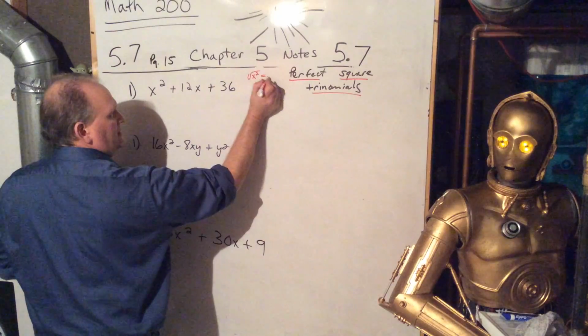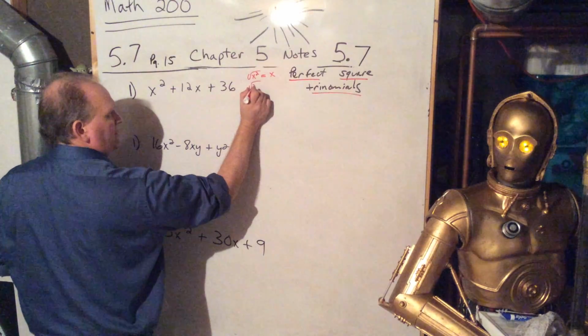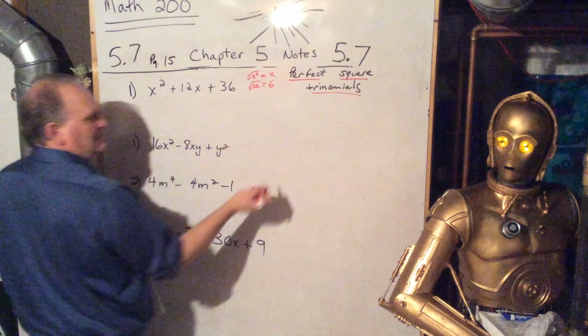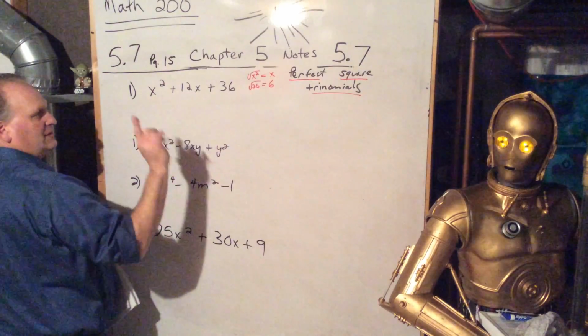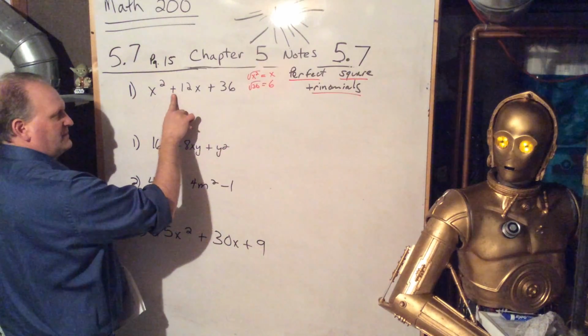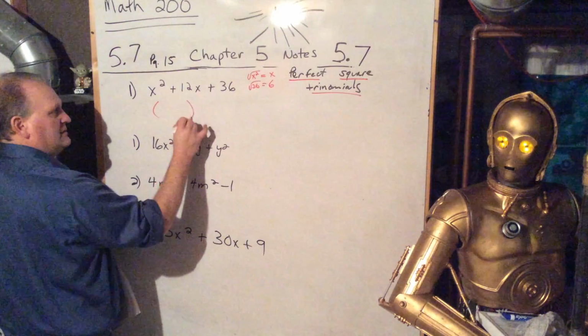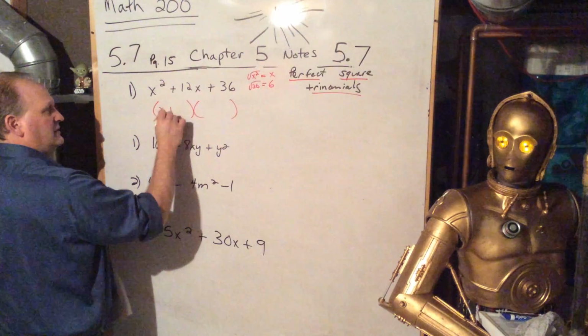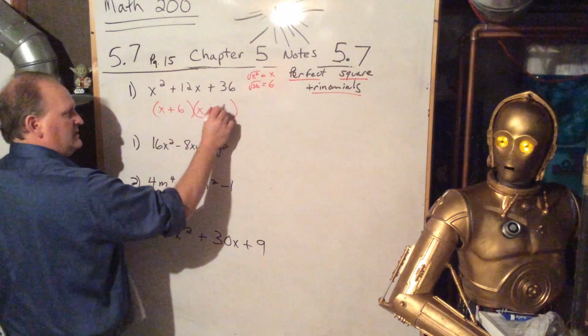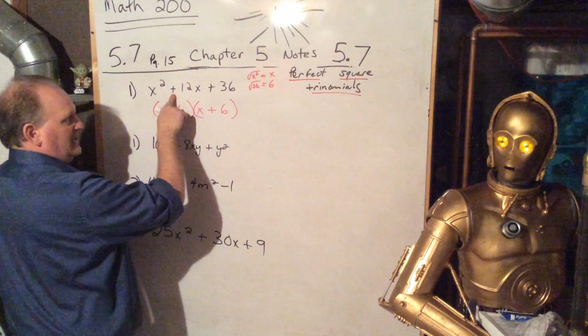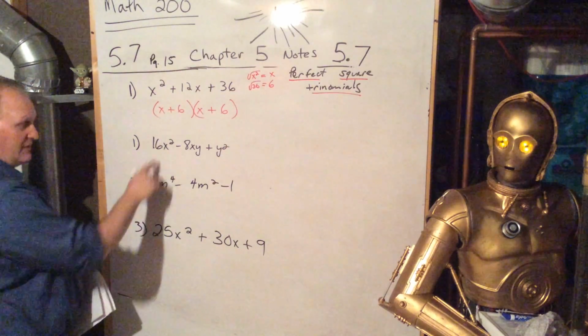You do the square root of x squared, that's x. The square root of 36, that's 6. And you've got your answers. The only thing is you have to see if it's plus plus or minus plus. If it's plus plus, they're both pluses. x plus 6, x plus 6. And if that was a minus plus, then they'd be both minuses. So that's what's happening here.